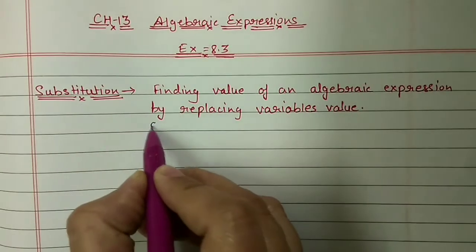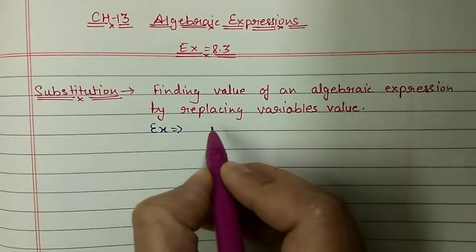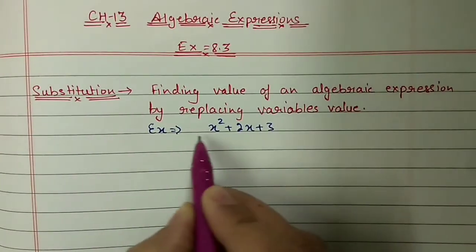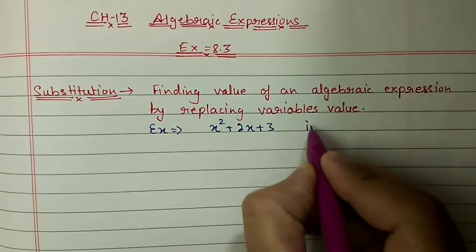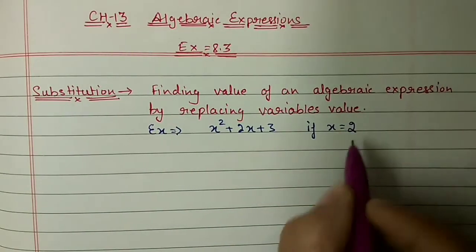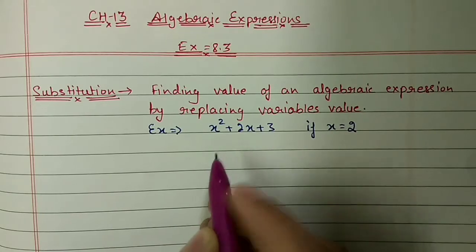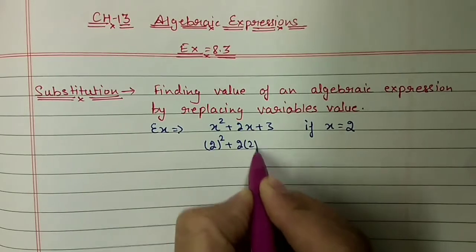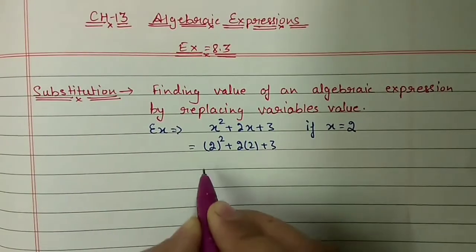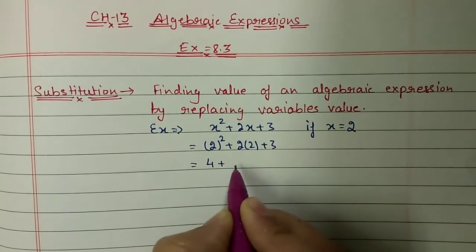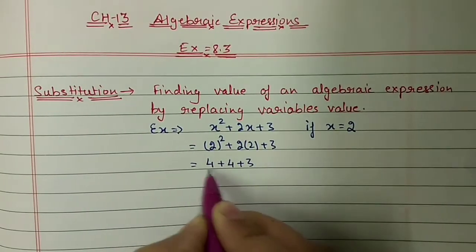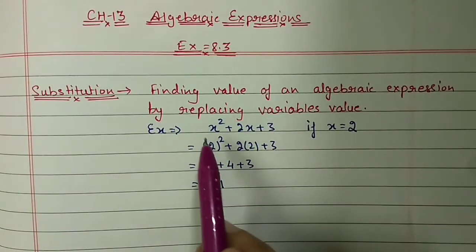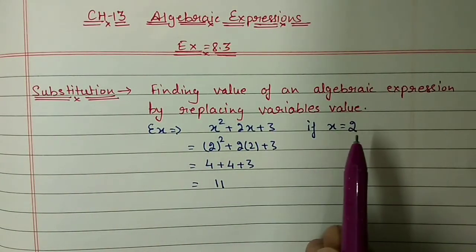For example, if you have an algebraic expression x square plus 2x plus 3 and we have to find out the value of this, and here x value is 2. So in place of x we have to replace 2. So 2 square plus 2 into 2 plus 3. 2 square is 4, then 2 into 2 is 4, and plus 3. 4 plus 4 is 8, plus 3 is 11. So the value of this expression is 11 for x value 2.